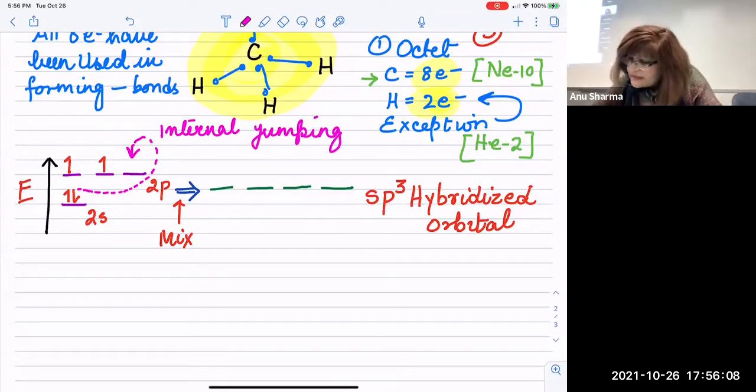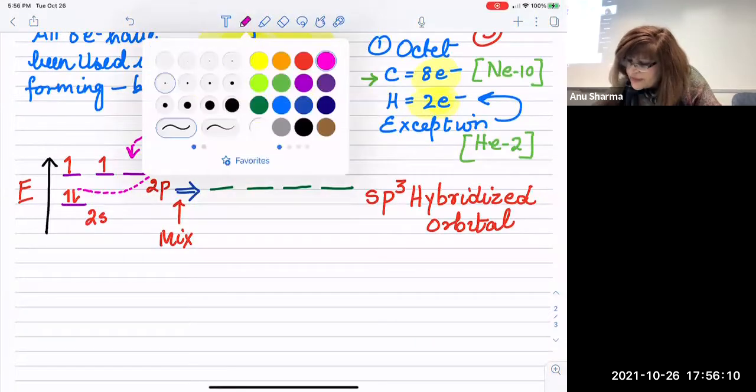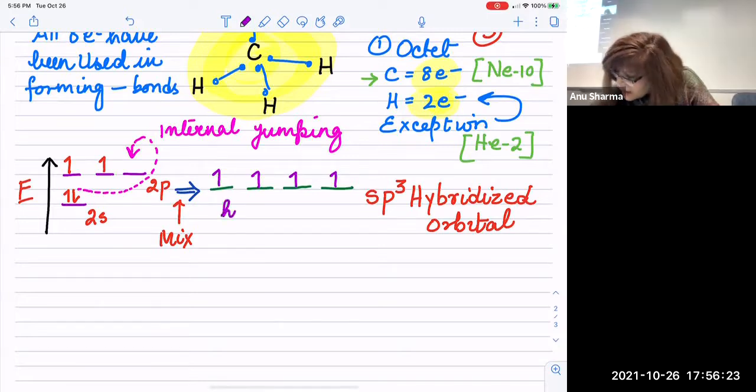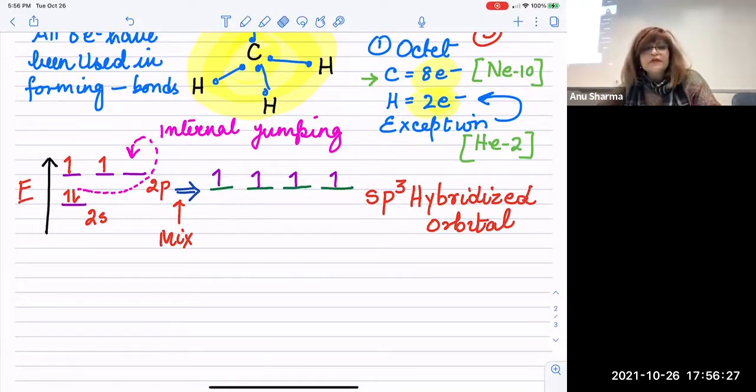All right. And when this internal jumping happens, what happens now? Now each of these orbitals is available and singly occupied. And these are the hybrid orbitals. So I already wrote sp3 hybridized orbitals. Do you understand that much?